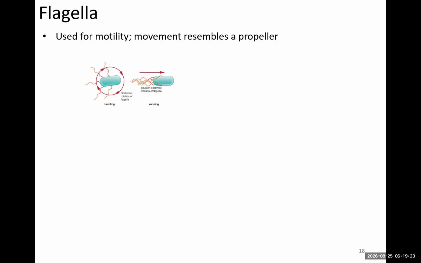The filament, which extends away from the cell, like here that you see the whip-like structure, a hook that connects the filament to the cell surface, and then the basal body, which anchors the flagellum and acts like a motor. So you can't see those last two here. As the basal body, or the motor, rotates, it causes the filament to spin and propel the bacteria forward.